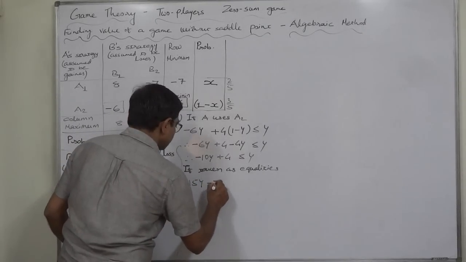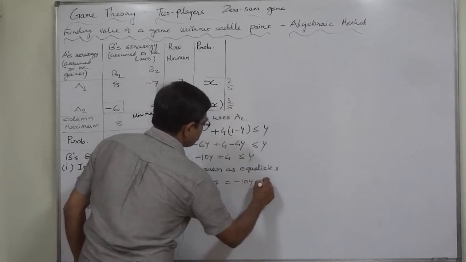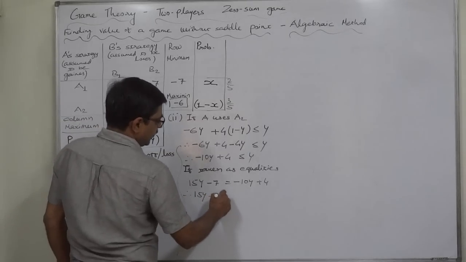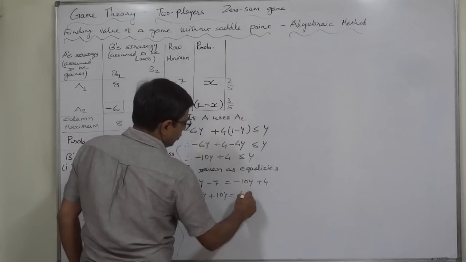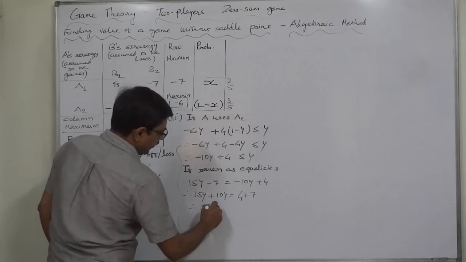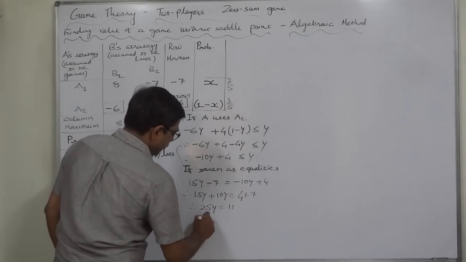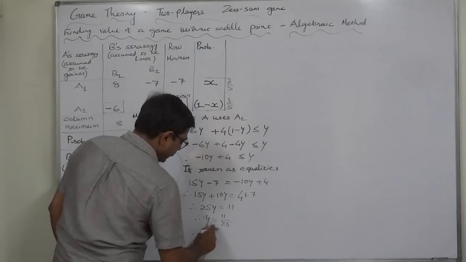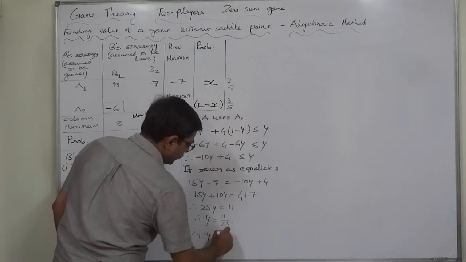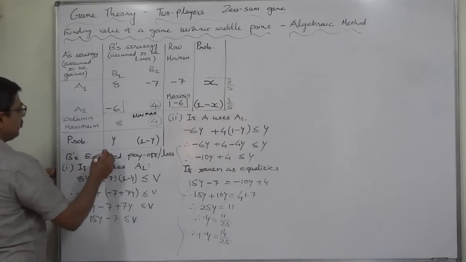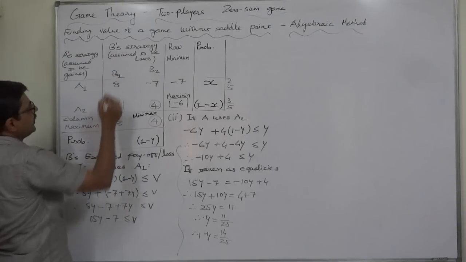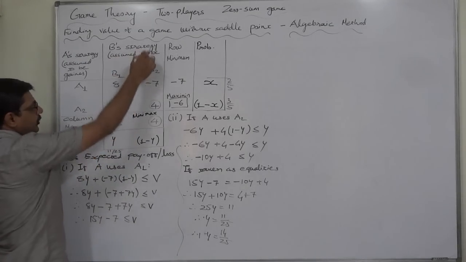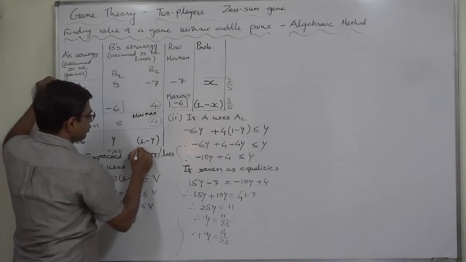15y minus 7 equals minus 10y plus 4. So it is 15y plus 10y equals 4 plus 7. That is 25y equals 11. Therefore y equals 11 by 25. Therefore 1 minus y equals 14 by 25. So the probability that B uses strategy B1 is 11 by 25 and the probability that B uses strategy B2 is 14 by 25.